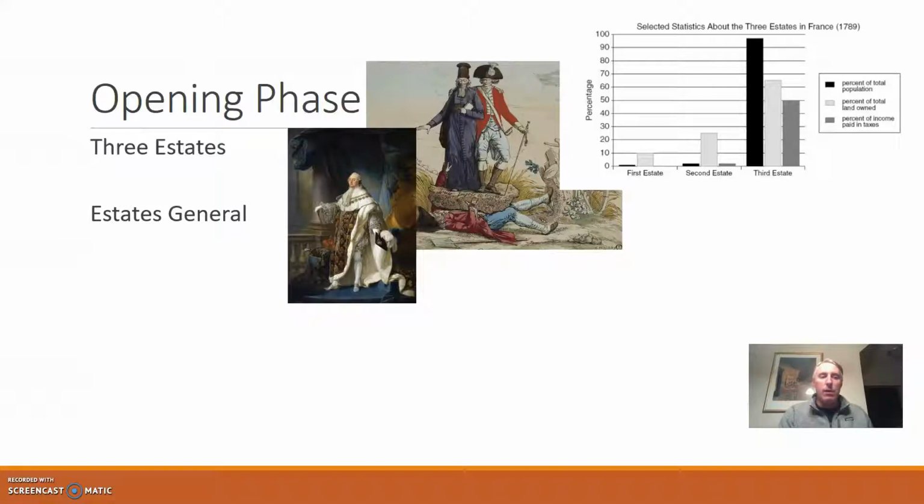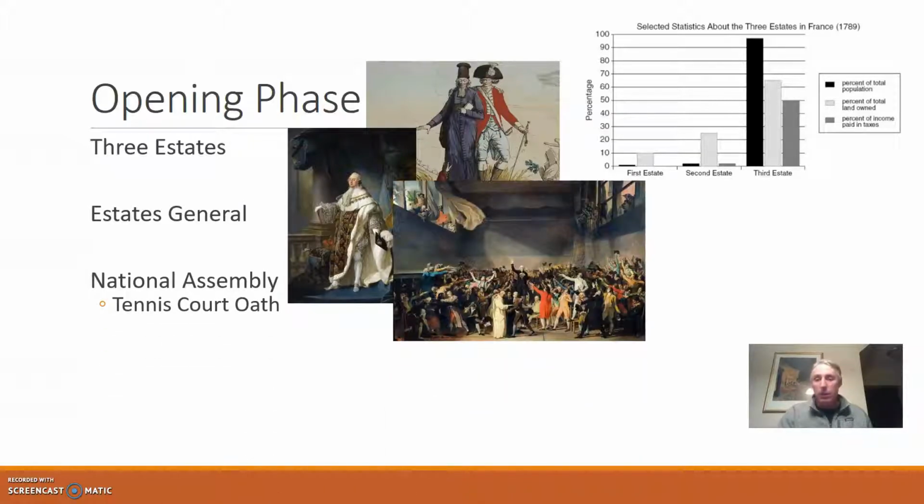This led members of the 3rd estate to take more drastic steps. And they said, if we're not going to be able to match them vote for vote, let's just break away and form our own thing. And so they form the National Assembly. They do this with the tennis court oath, where they meet at a local tennis court, hence the name, and they swear not to disband until France has a new constitution.